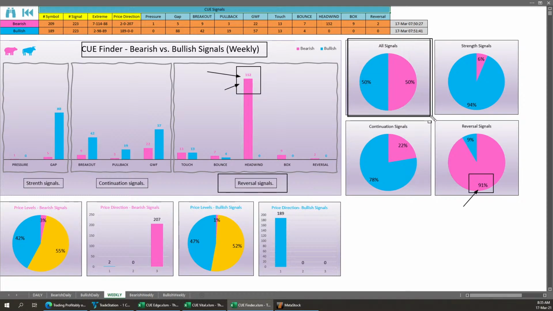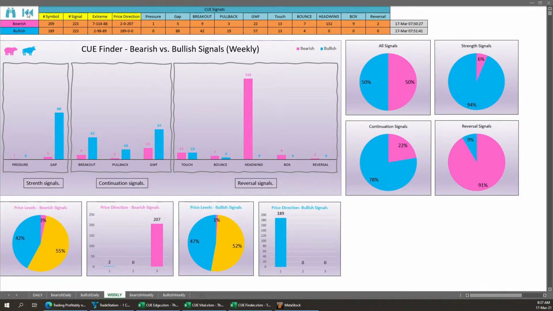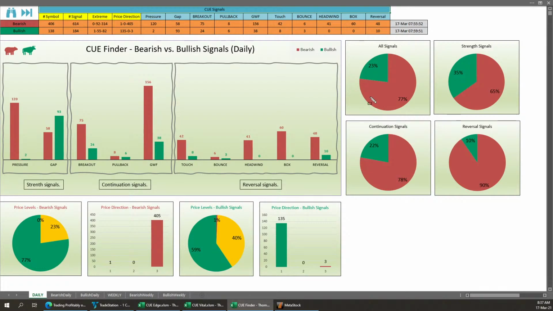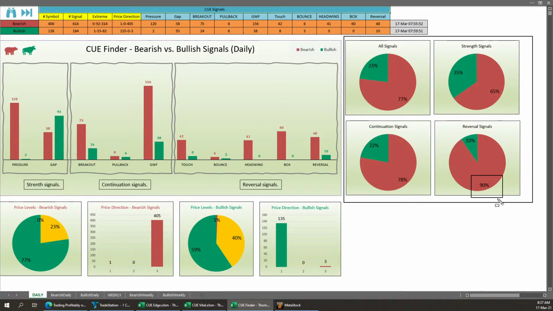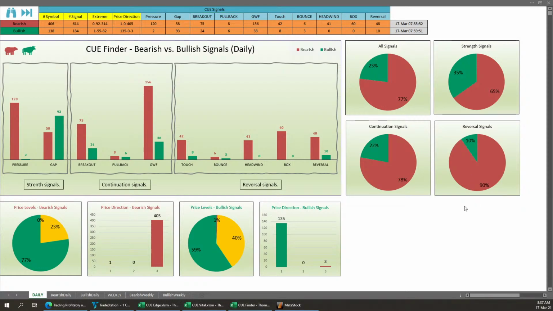All signals are balanced. Strength signals are very bullish, 94% bullish. Trend continuation, very bullish, 78% bullish. But reversals, 91% bearish. That would raise a red flag. And yesterday's picture, that is bearish all throughout across all categories, including reversals. 90% of the reversals are bearish. That is also signaling caution.